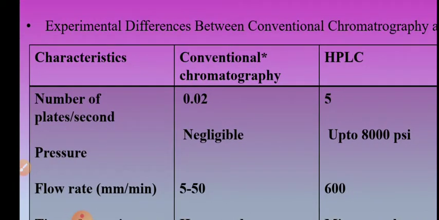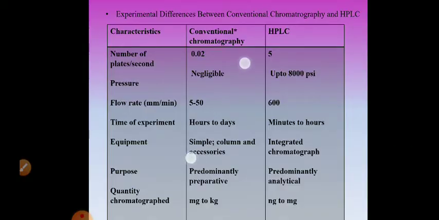Now, what are the characteristics of conventional chromatography and HPLC? We are differentiating between the conventional column chromatographic technique and HPLC. Number of plates per second means how much time the solute spends inside the column. If you increase the flow rate, the time is reduced. It is 0.02 in conventional, and in HPLC it is 5. So the solute spends more time inside the column.